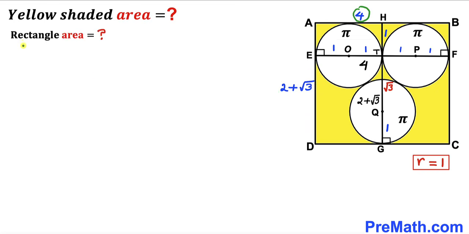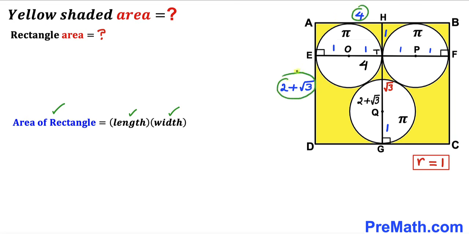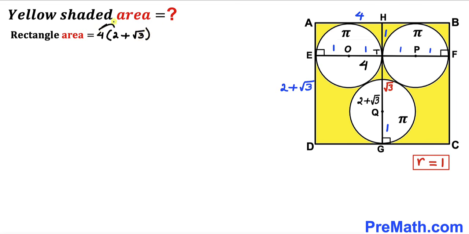And now we are going to calculate the area of this rectangle ABCD. And now let's recall the area of rectangle formula. Area equals length times width. And in our case, the length is 4 and the width is 2 plus square root of 3. So therefore, this rectangle area is going to be 4 times 2 plus square root of 3. And now we are going to distribute. So that is going to give us 8 plus 4 times square root of 3.